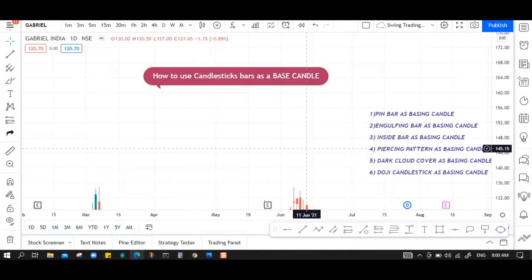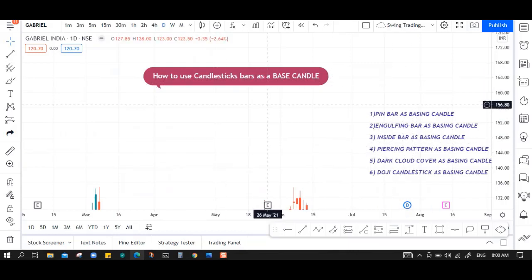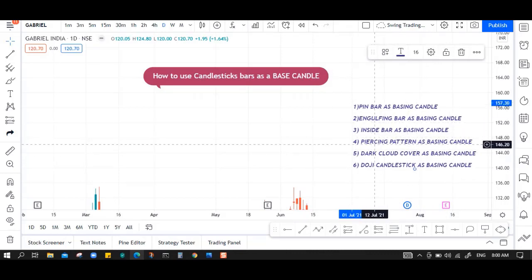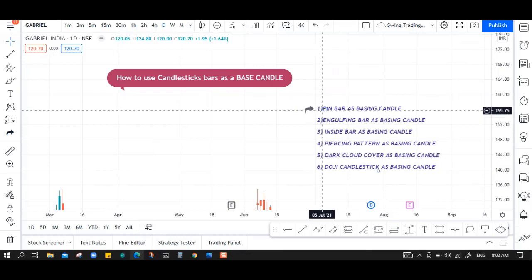In this video, we are going to learn how to use candlestick bars as a base candle. There are different types of candlestick bars like pin bar, engulfing bar, inside bar, piercing pattern, dark cloud and doji candlestick, right? So we will see the candlesticks one by one and learn how to use them as a basing candle. So let's discuss the pin bar as a basing candle.